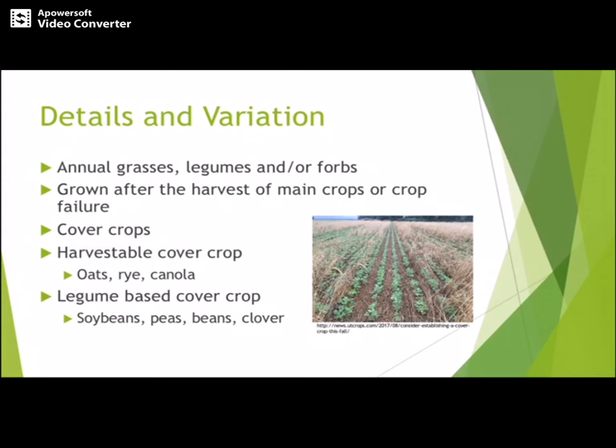Cover crops are annual grasses, legumes, and/or forbs that are grown after the harvest of main crops or after crop failure. There are different categories of cover crops.